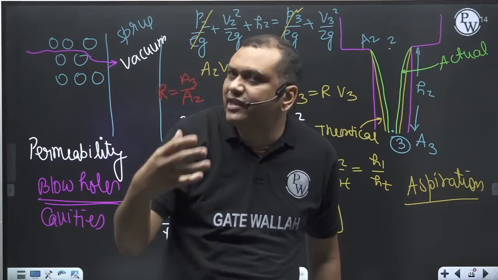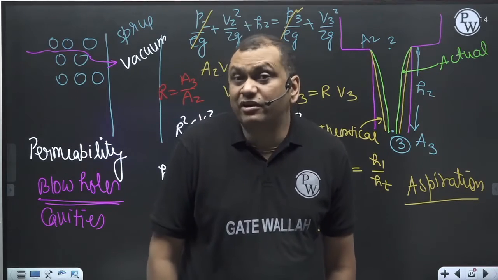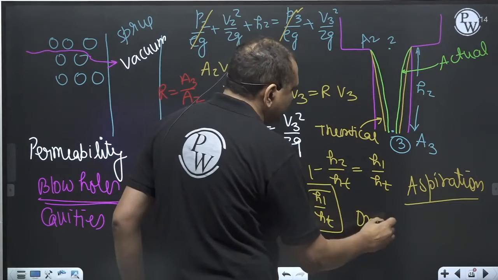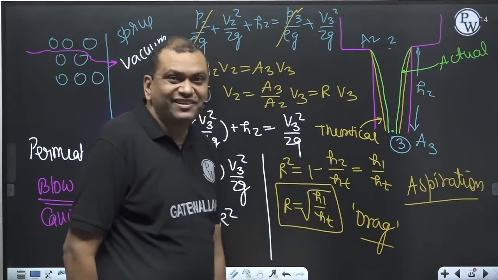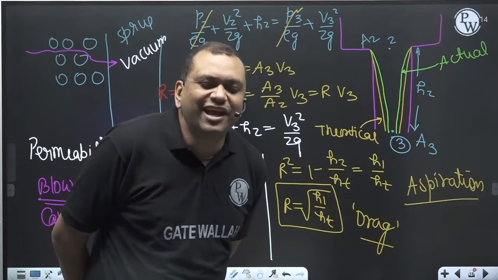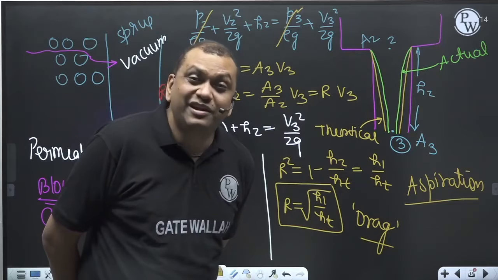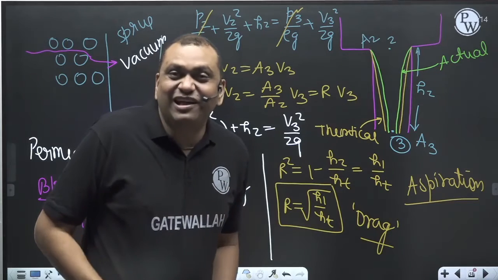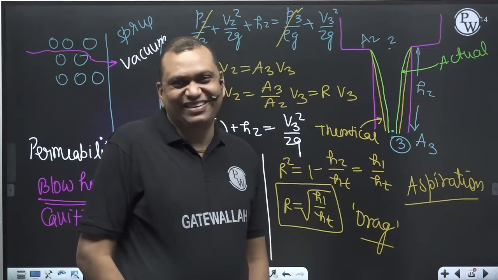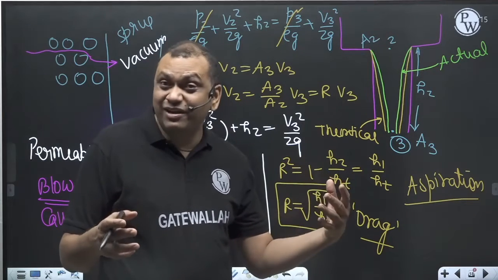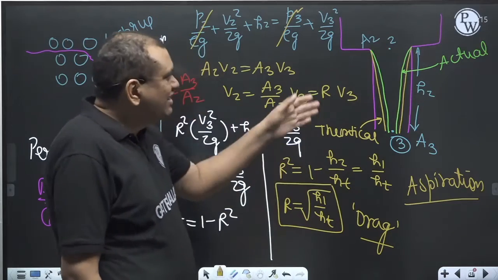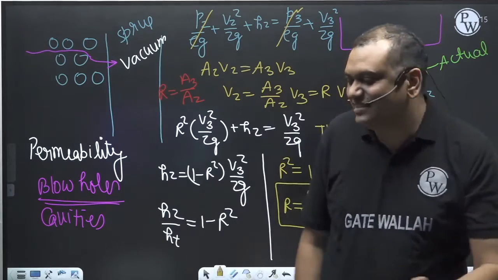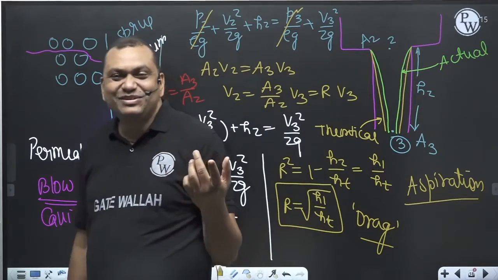So why is there a curve? As the liquid metal is flowing in the channel, there will be drag. And the drag will also eat up a portion of pressure. So again, vacuum may develop. To accommodate that drag, the area is further decreased. So actual will be slightly curved with a slightly greater decrease in area. That is the reason sprues are tapered.